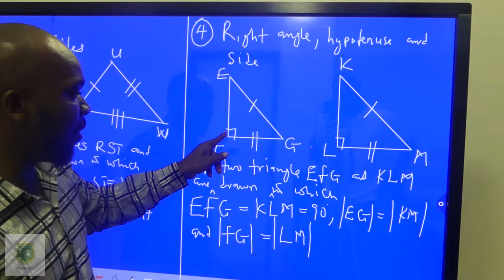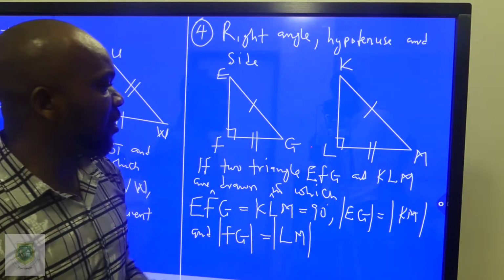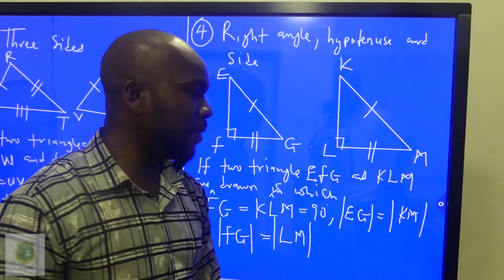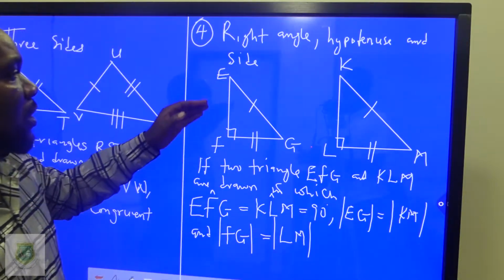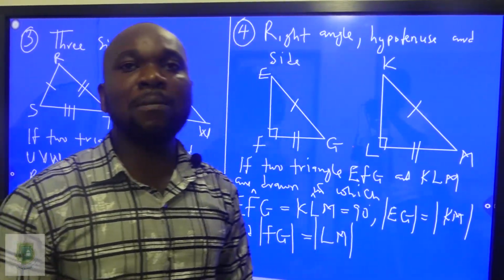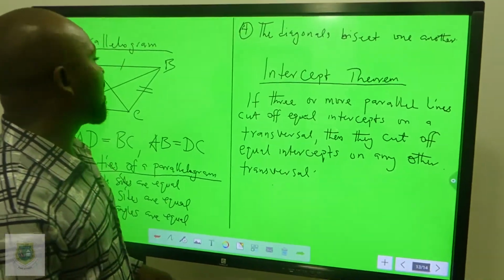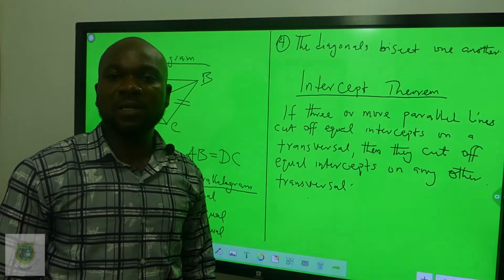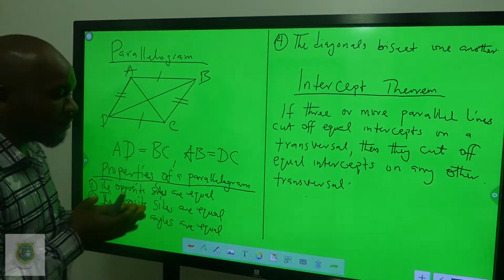Angle at what? The angle is 90 degrees. Then FG is equal to LM, and EG is equal to KM. So when such a case is established, which means that the two triangles are what? Congruent triangles. Remember what we said about congruence: when two triangles have the same angles and the same size and you place them together, they will be the same. There will be no difference.